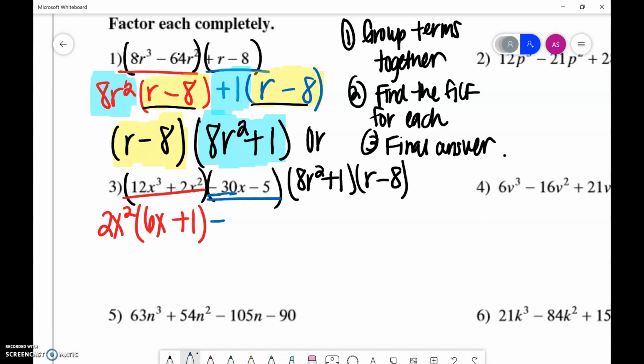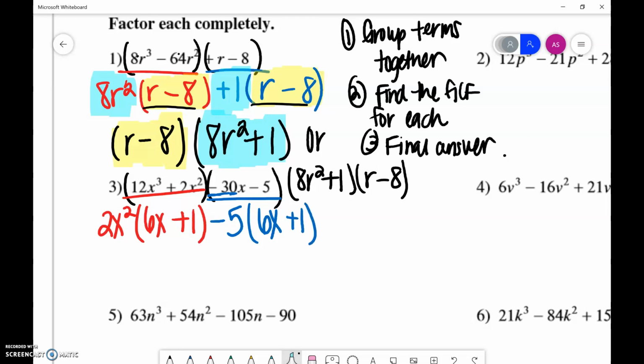So my GCF from 30x to 5 will be negative 5. Okay. Then I'm asking myself, negative 5 times what will give me negative 30x? That's going to be positive 6x. And then negative 5 times what will give me negative 5? That's going to be positive 1.